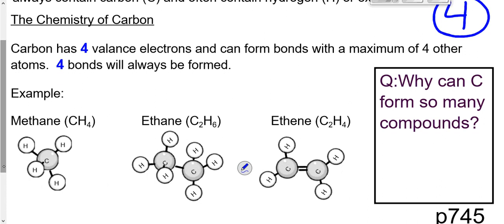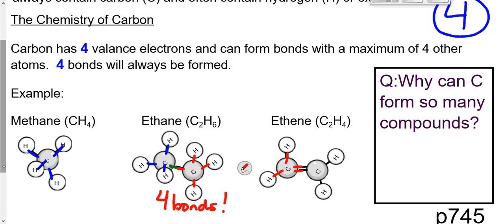In the case of methane, you can see that the carbon is bonded to 1, 2, 3, 4 hydrogens. In ethane, this carbon is bonded to 3 hydrogens and another carbon. This carbon is bonded to this carbon plus 1, 2, 3 more hydrogens. Each of these carbons has made 4 bonds. Even in this case of ethene, we still see 4 bonds, each indicated by a line, because the carbons are double bonded, so 1, 2, 3, 4. And it is possible for carbons to form double and even triple bonds.